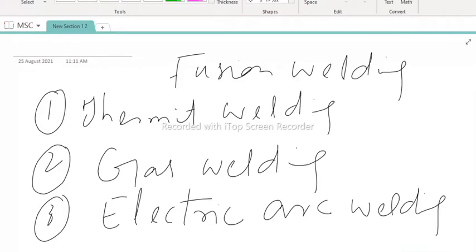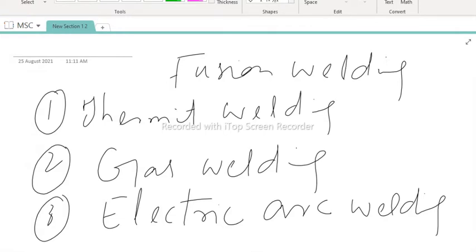So we have seen that welding processes we have divided into two categories. One is fusion welding, another is forge welding. In fusion welding, we use heat only. And in forge welding, we use heat as well as pressure. Now this fusion welding is further divided into three categories. One is thermit welding, gas welding, and electric arc welding. You see that this thermit welding, it is more or less a casting process.